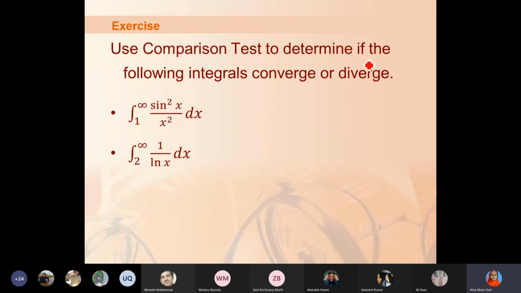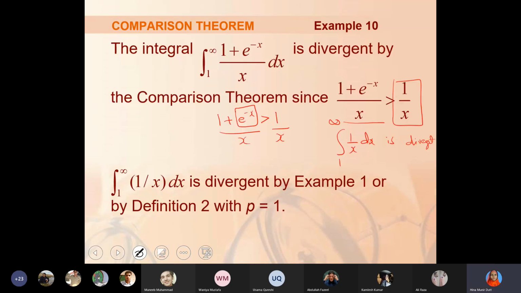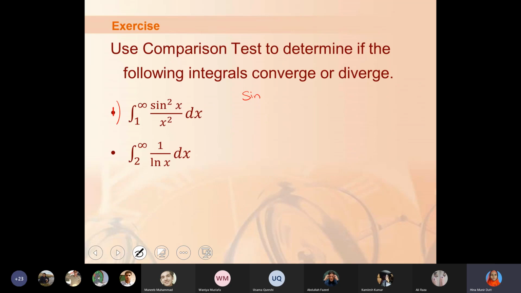Now solve this question, question number 1, this one, 1 to infinity sine square of x over x square. First, you have to build a function. Now, both of these two functions need to be greater than 0. जो भी function आप compare कर रहे हैं वो x axis से above lie करने चाहिए.